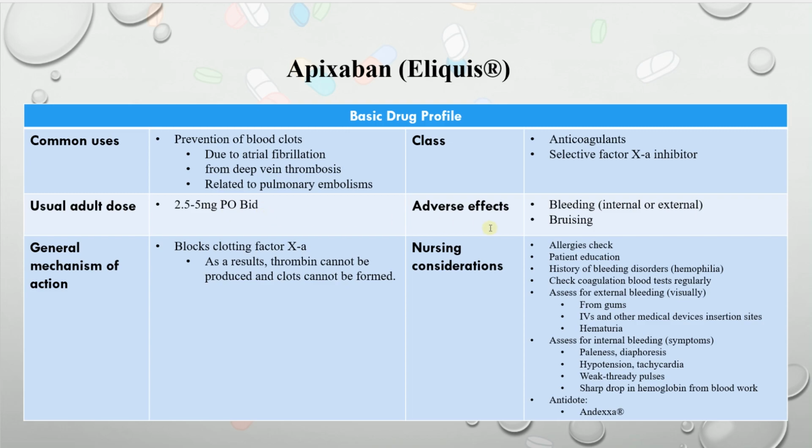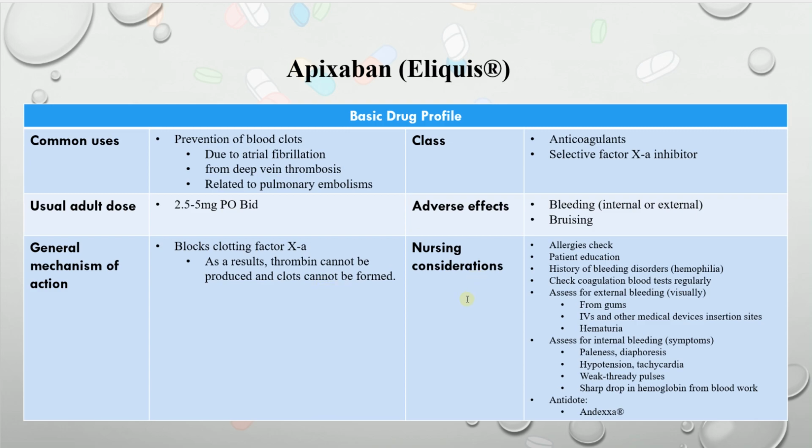Some of the adverse effects, because it is an anticoagulant or a blood thinner, include bleeding, internal or external, and bruising because of the thinning of the blood. Now, the general mechanism of action is it blocks the clotting factor 10A, and as a result, thrombin cannot be formed, so the clotting cascade cannot be triggered.